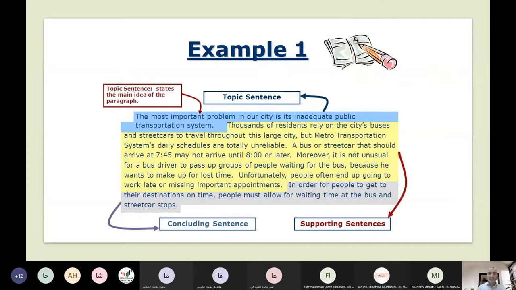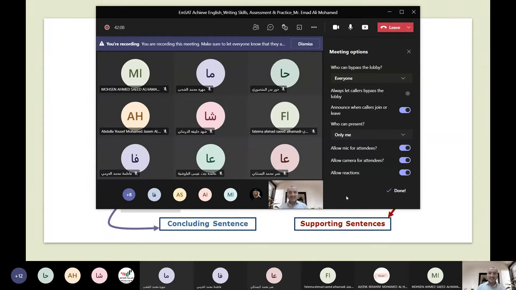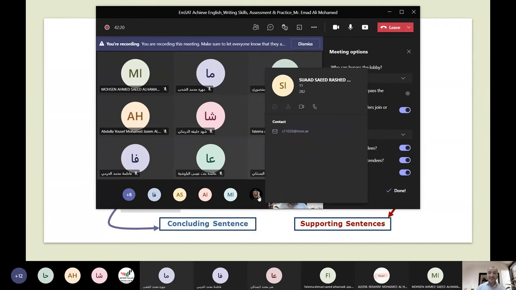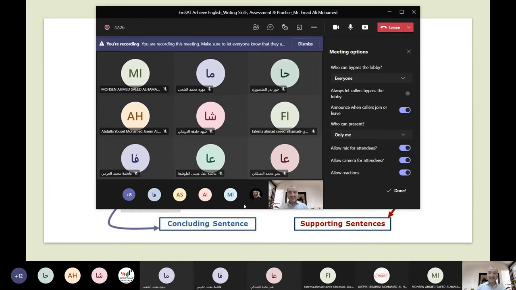This is an example. I need somebody to read this paragraph carefully. Who can read it carefully, please? Hello, need a good reader? If you don't raise your hand, I'm going to pick somebody. Saud. Hello, Saud. Assalamu alaikum. Good afternoon, Saud. Can you kindly read this paragraph? And let's see if we can find the topic.